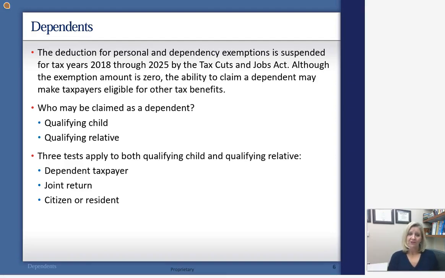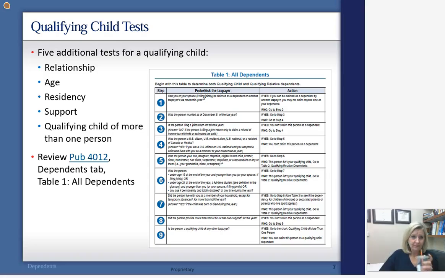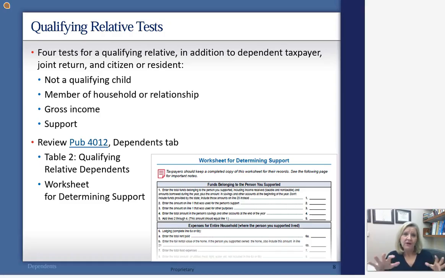So, a taxpayer can either claim a qualifying child or a qualifying relative. 3 tests apply to both of these. And then, we're going to apply these 3 tests, and then there are different tests that apply to a qualifying child than the tests that apply to a qualifying relative. The 3 tests that apply to both qualifying child and relative are dependent taxpayer, joint return, and citizen or resident. The 5 additional tests that apply to qualifying child are relationship, age, residency, support, and qualifying child of more than one person, and we'll talk about what to do if that happens. And the qualifying relative tests that apply if it's not a qualifying child are the member of household or relationship test, gross income test, and support test.